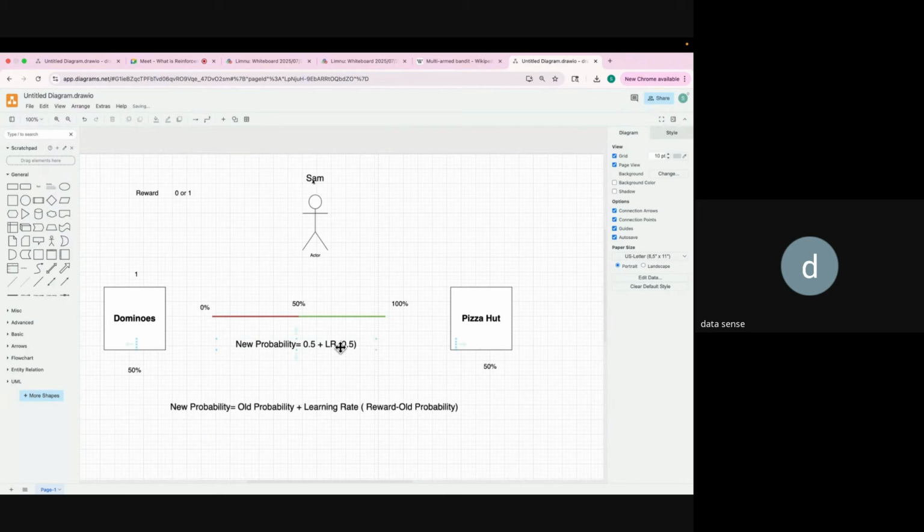Now tell me, what will be the impact of learning rate on this new probability? Should learning rate be high? What should be a good learning rate value? Even if you don't know anything, you can still answer this. Try to think, if you vary the value of learning rate, how will it affect the new probability?